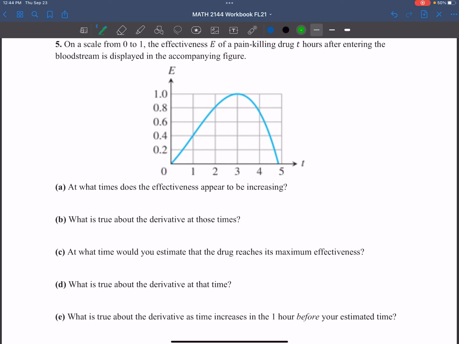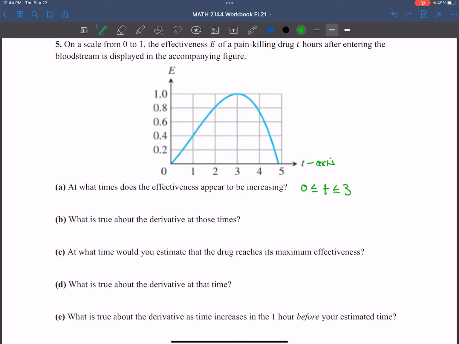So A, at what time does it appear to be increasing? Can I get a volunteer for this answer? Let's go here, Grace. Hours 0 through 3. So it's going to be, notice that our x-axis is kind of our t-axis. You'll find that our horizontal axis is always going to be where time is represented. So this is going to be 0 is less than or equal to t is less than or equal to 3, or you could have used interval notation if you wanted.